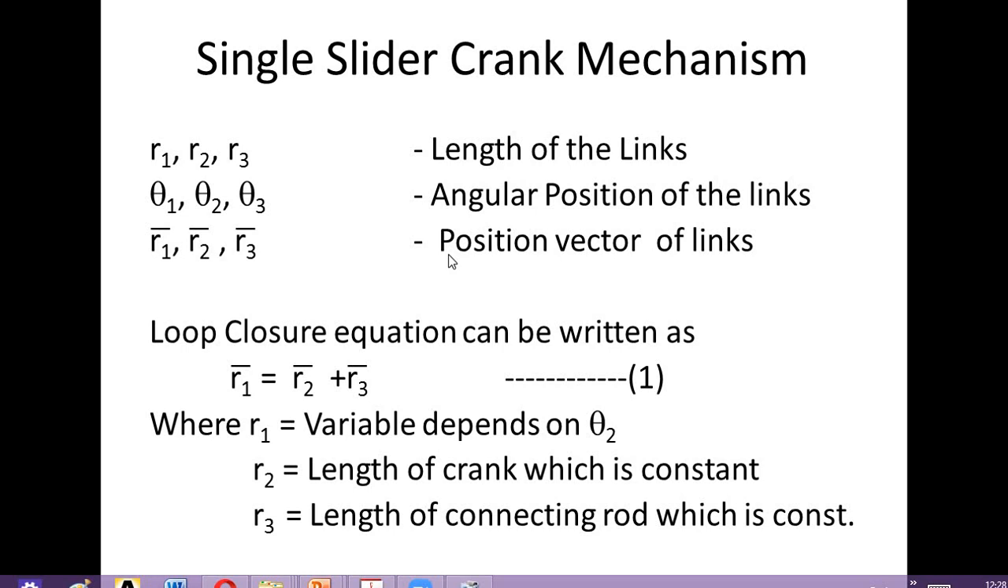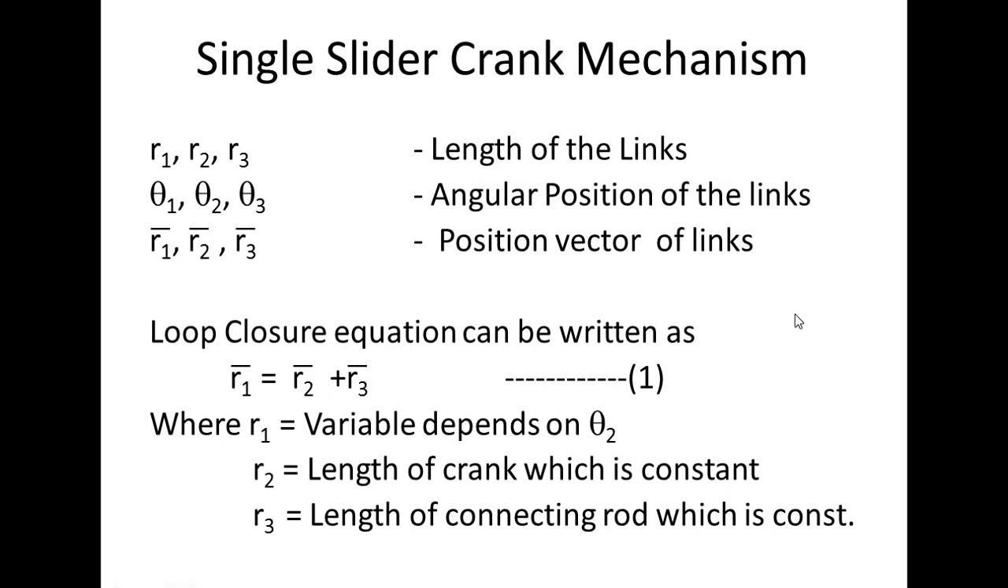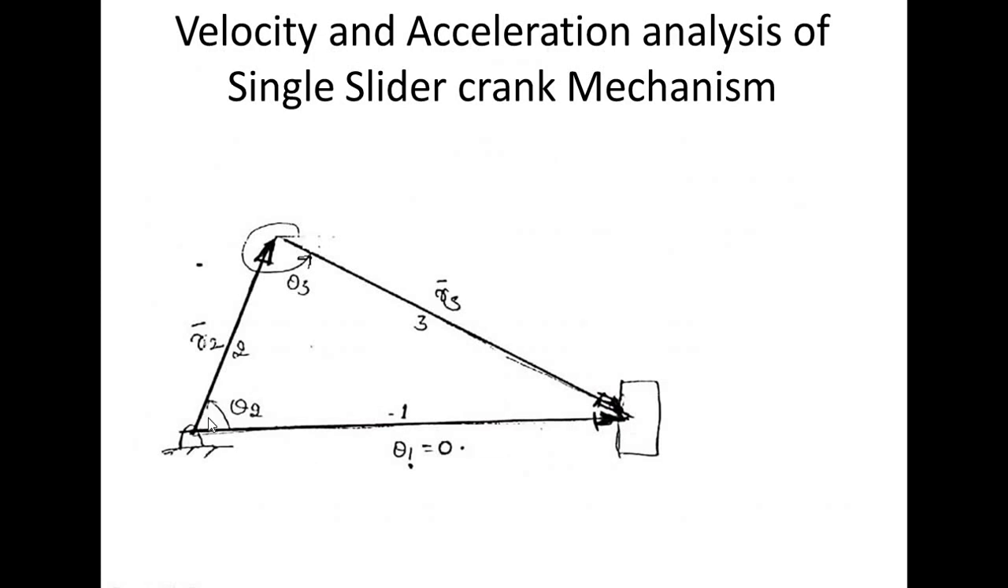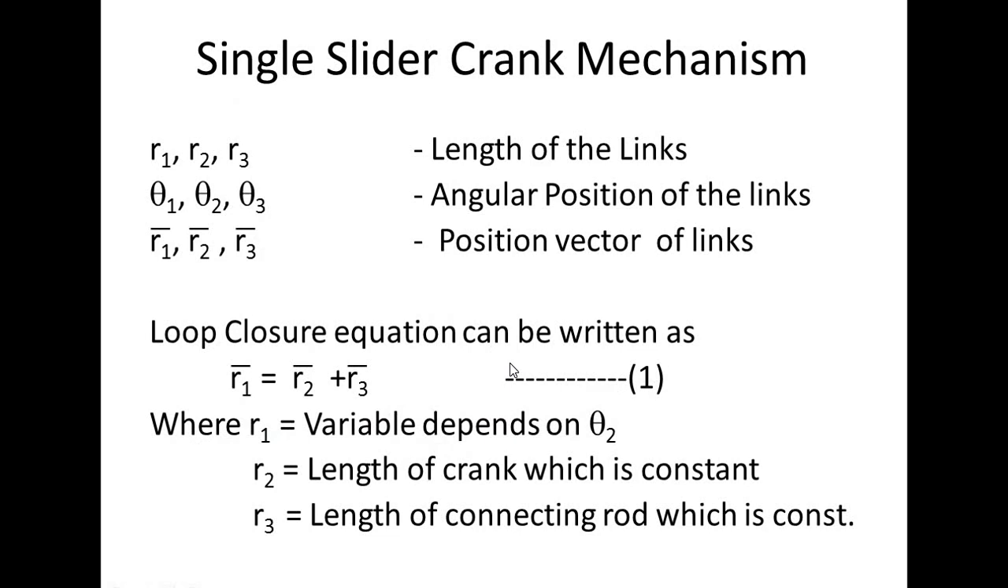First we have to write the closed loop equation, the loop closure equation, which can be written as R1 vector is equal to R2 vector plus R3 vector. So R1 vector is the sum of R2 and R3 vectors. In the diagram we can see that R1 vector is the sum of R2 vector plus R3 vector.